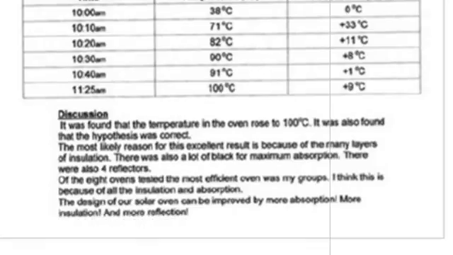They've got a discussion. There's no conclusion, no separate conclusion. But if you read the discussion, this student has actually said it was found the temperature of the oven rose to 100 degrees. It was also found the hypothesis was correct. They've related their discussion back to the hypothesis. So this is actually a discussion and conclusion paragraph in one.